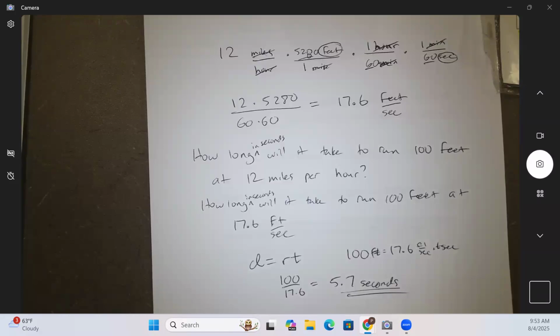I don't want to know how many hours it's going to take someone to run 100 feet if they run 12 miles per hour. That doesn't make any sense. And I'm also not going to ask how many seconds will it take a person to run 0.0189 miles, which is what 100 feet is. Right, we ask questions using certain units, but we often answer them using other units. Dimensional analysis is what allows us to change those units.